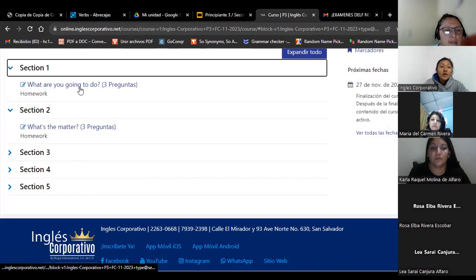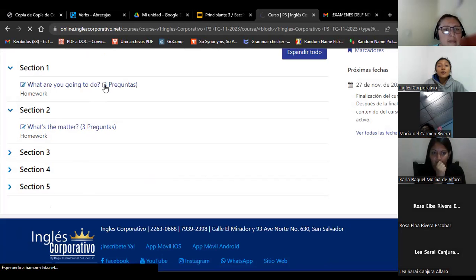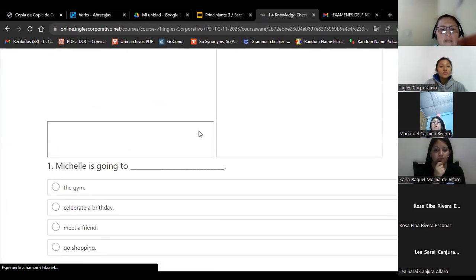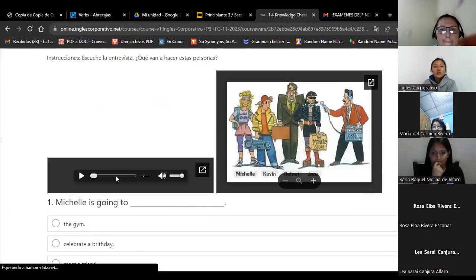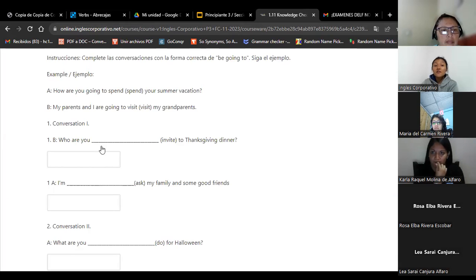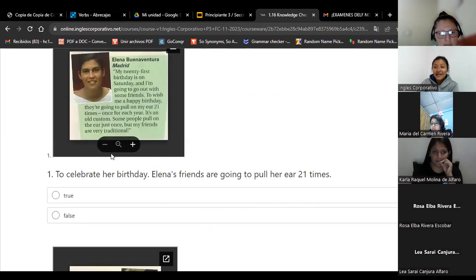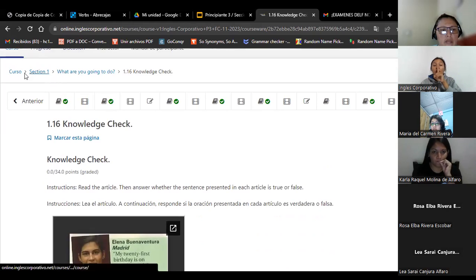Look at it. Section one, what are you going to do? And section two, what's the matter? Okay, so all of section number one, you can do it, I mean, since Wednesday. Because look at it, we studied this part in which you have to listen to the audio and choose. Then let's see another part. Here we have another one in which you have to complete the conversation using the verbs between parentheses, okay? Remember that you have to use be plus going to, right? And the last one that we have right here is the reading that we were studying. That was everything about section number one.